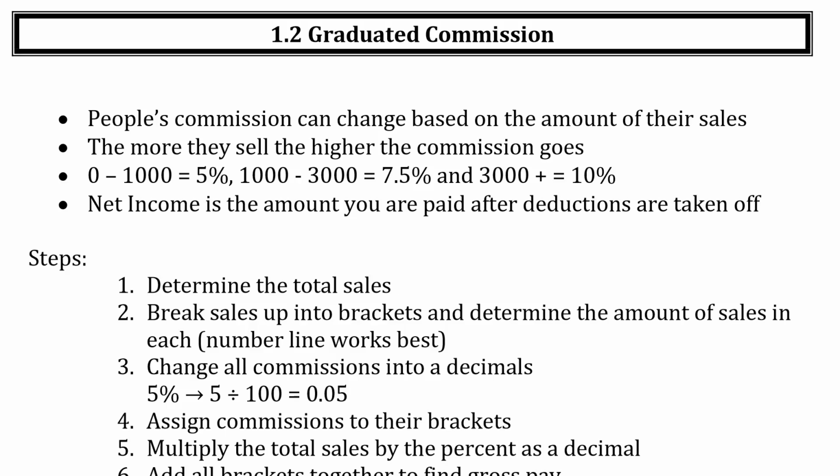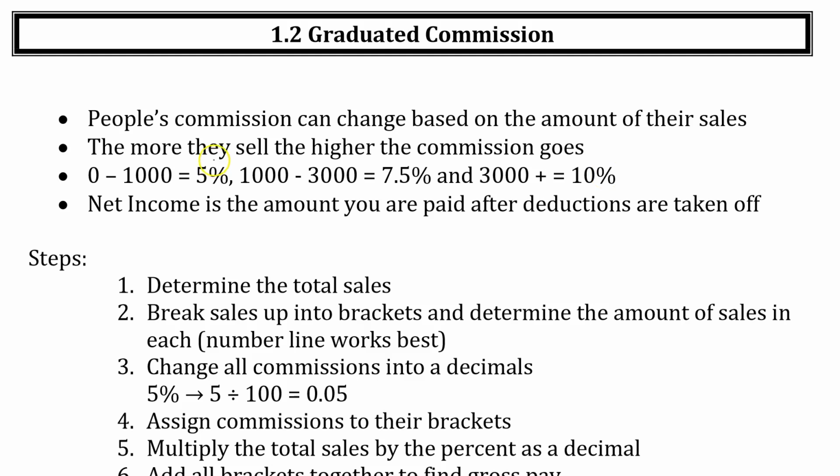People's commission can change based on the amount of their sales. The more they sell, the higher their commission goes. So an example of a graduated commission could be on sales between 0 and $1,000, you get 5%. Between $1,000 and $3,000, you get 7.5%. And on sales greater than $3,000, you would get 10%.